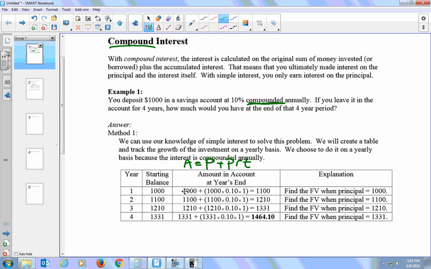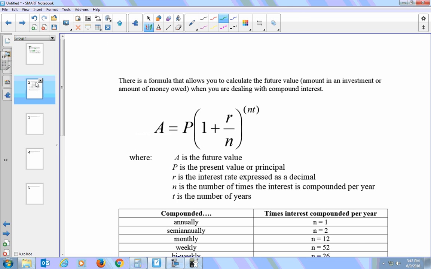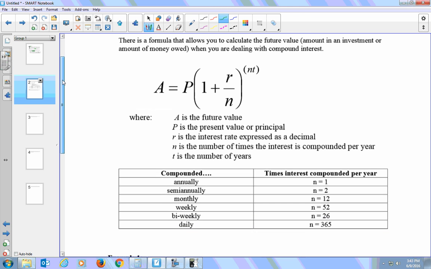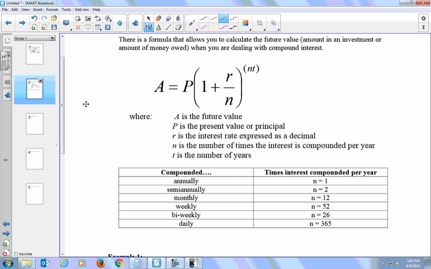But if we're looking at mortgages, for example, most mortgages have a life of about 25 years. It would be quite tedious to calculate a 25-year mortgage this way. So hopefully there's a better way, and there is. We have a formula that allows us to calculate the future value when we're dealing with compound interest, and the formula is this.